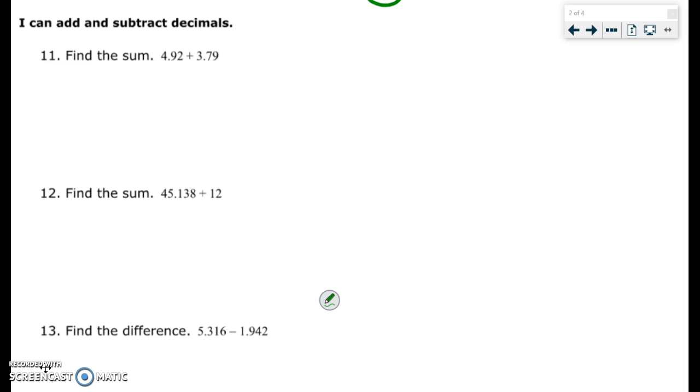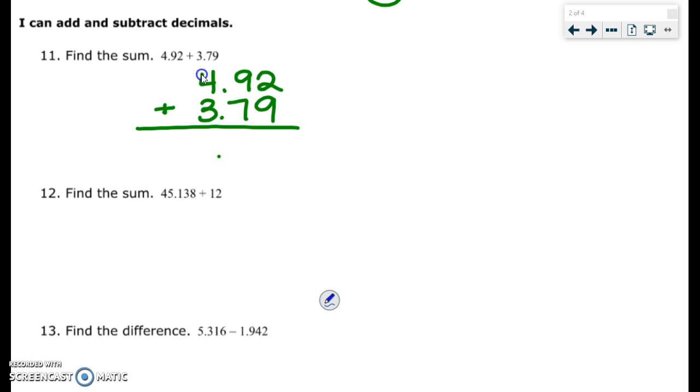So let's first start by adding decimals. So when we're finding the sum, we want to make sure that we line up the decimals. And then this way I could add each place value just like I would with any whole numbers. I just bring my decimal point down.